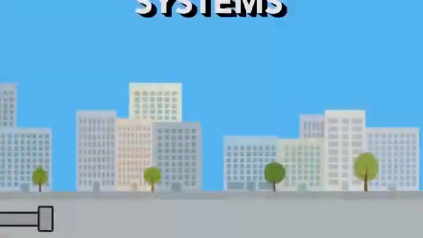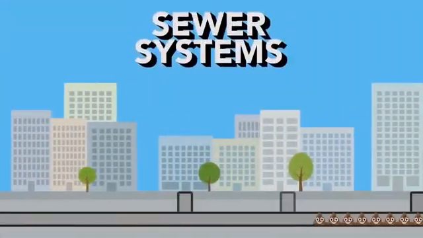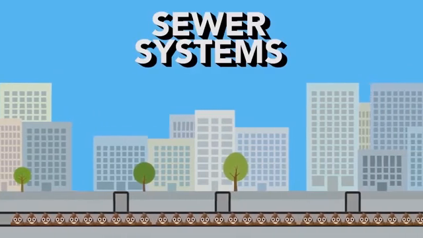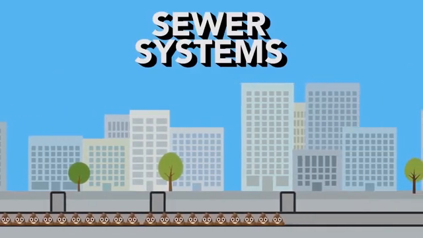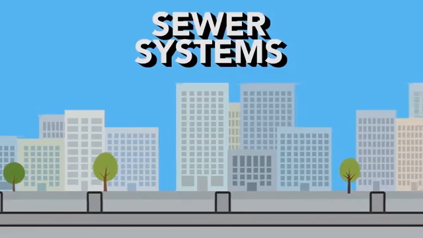You probably know that wastewater gets treated at a wastewater treatment plant, but let's take a look at how it gets there. Sewer systems. Urban wastewater systems are needed in densely populated areas so you don't have to deal with your neighbor's waste.